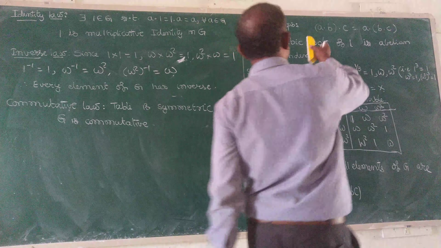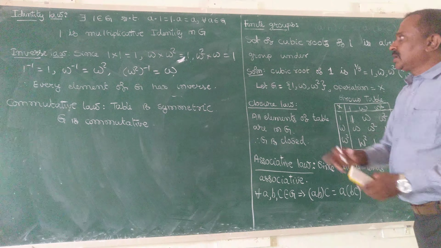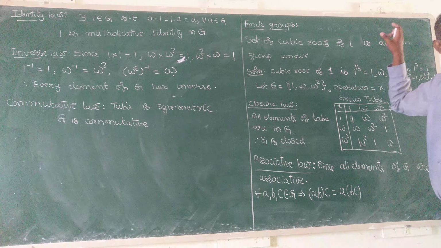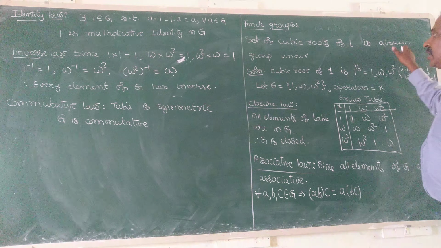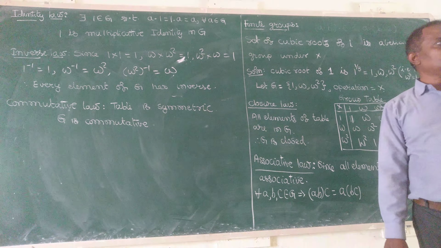Okay, dear students, let me tell you one problem on finite groups. The question is: prove that the set of cubic roots of unity is an abelian group under multiplication. What is the question?